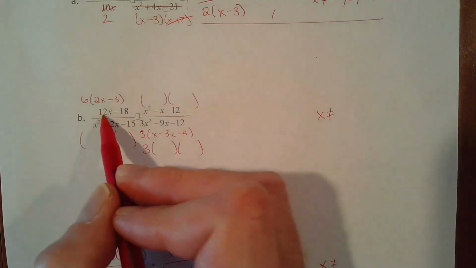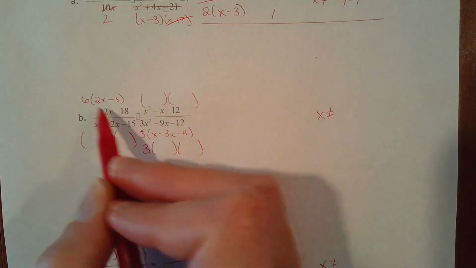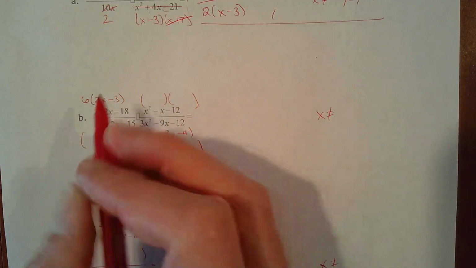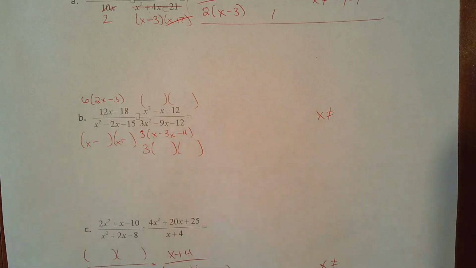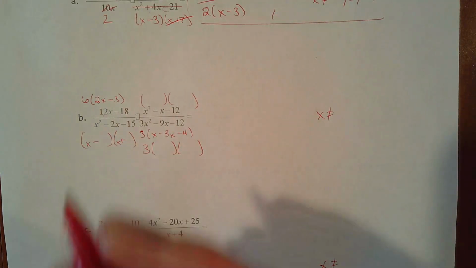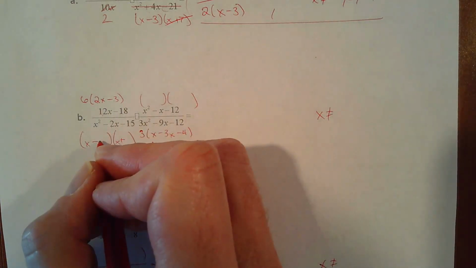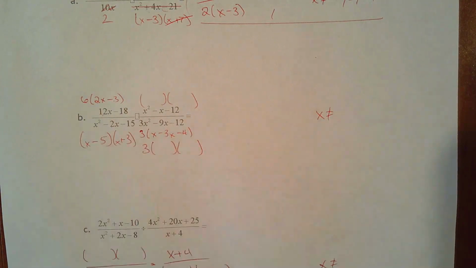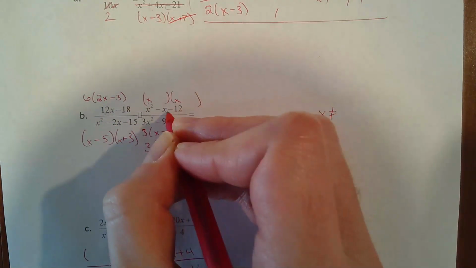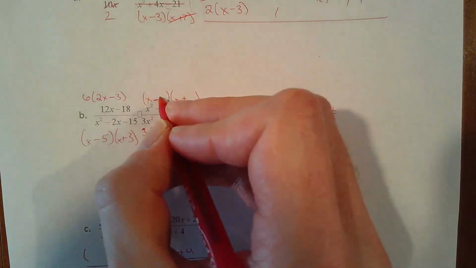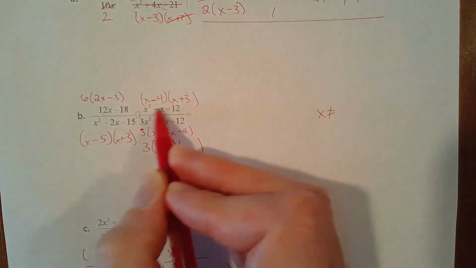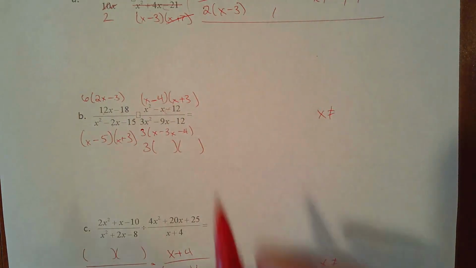Here, I took a 6 out of both of these, and that's what I was left with. Here we got x, and again, product is negative, so it's going to be one of each. One's plus, one's minus. And if the sum is 2, that'd be 5 and 3. So the sum was negative 2. Up here, again, I got a negative product, so it's minus plus. And this one would be minus 4 plus 3 to give me a negative 1 for a sum.